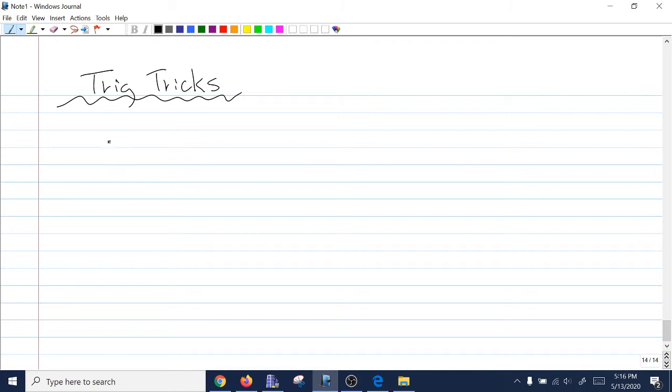One, at the very least, we should know how to integrate every one of the basic trig functions. Some of these are easy, some of these are less easy. Sine and cosine, we know this. Integral of sine is negative cosine. Integral of cosine is sine.